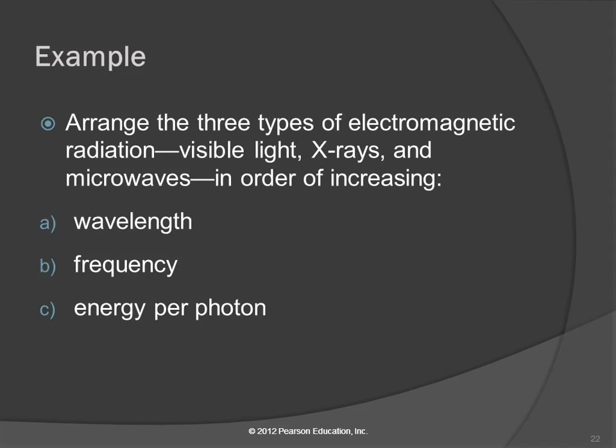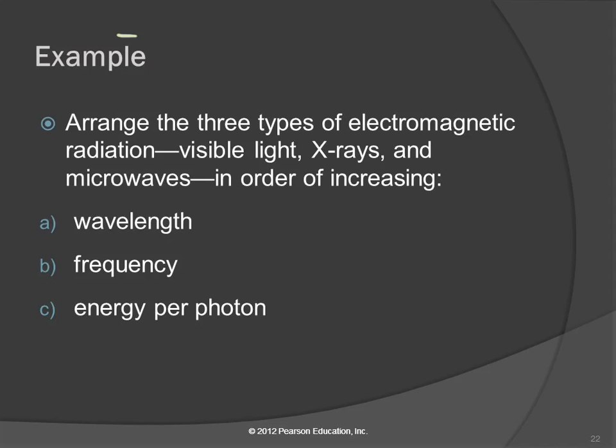So let's look at an example here of what you might possibly be asked to know about this. This says arrange the types of electromagnetic radiation, just these three that were given here, visible light, X-rays, and microwaves, in order of increasing wavelength, increasing frequency, and increasing energy per photon. So I'm just going to show you how I would do this without looking at an electromagnetic spectrum.